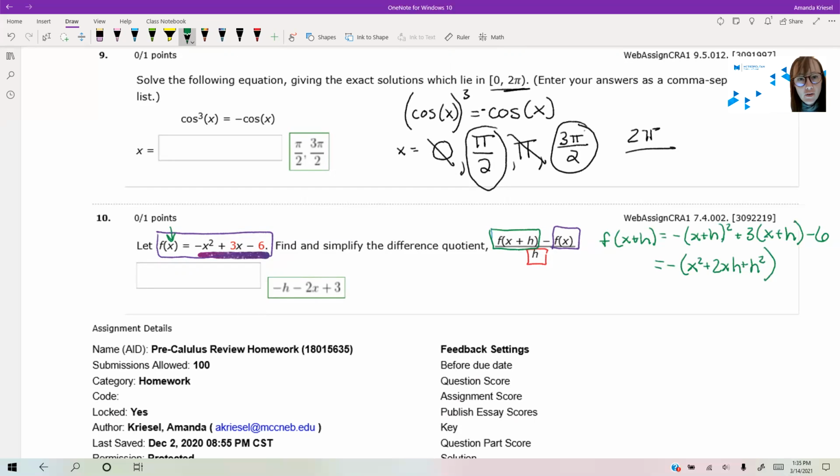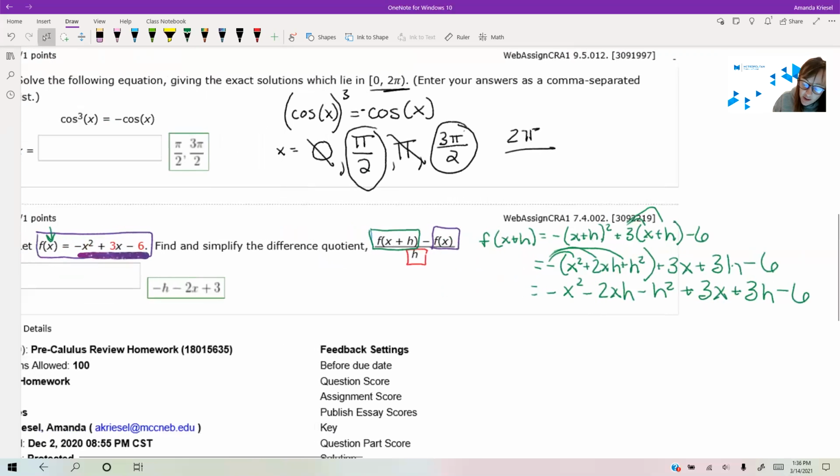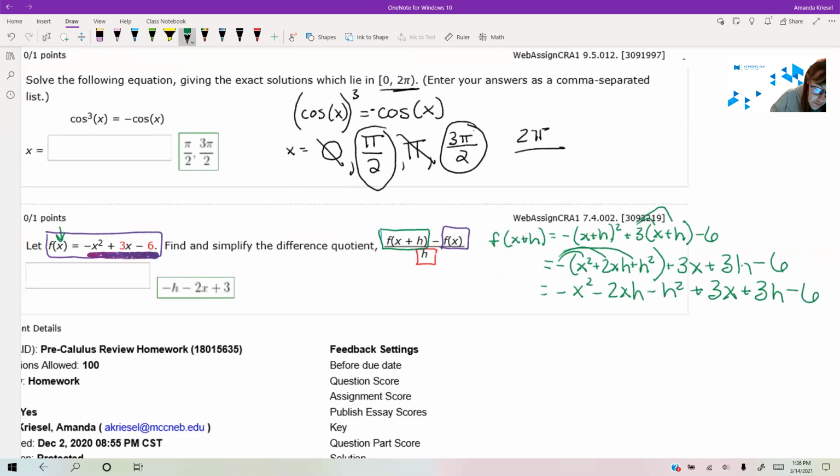We'll distribute the negative next because subtraction comes after. And then I have this 3, and I can distribute that, so I get plus 3x plus 3h minus 6. Then I distribute this negative. I get negative x squared minus 2xh minus h squared plus 3x plus 3h minus 6. So that becomes our top part, and then f of x we're given.